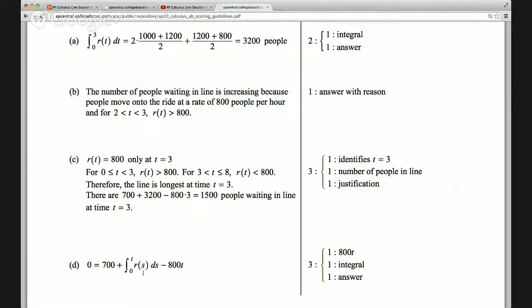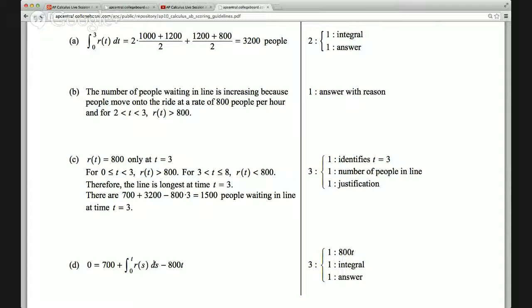they switched the variable here, r of s instead of t, because if we had the integral from 0 to t of r of t, we can't do that. That's not kosher. So we have to use a different variable here, and they use r of s. So when those two things are equal, that will mean that we have no one in line. When the people who got out of line equals the people who have gotten in line, no line.